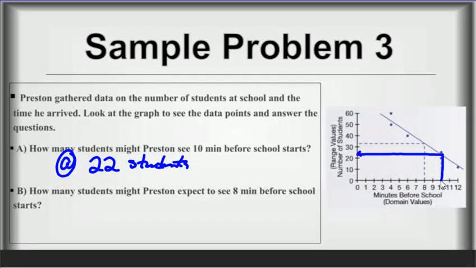Letter B, how many students might Preston expect to see 8 minutes before school? If I go to 8 and go across, it's a little bit over the 30. I would consider this one about 32 students. That is our lesson today on relations and functions.